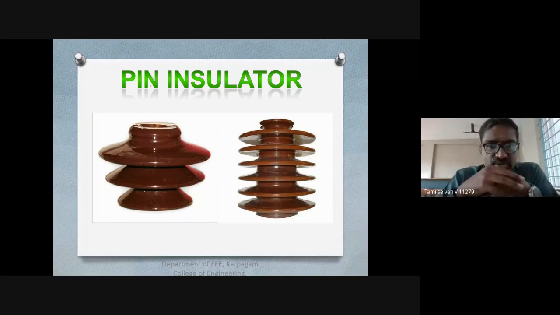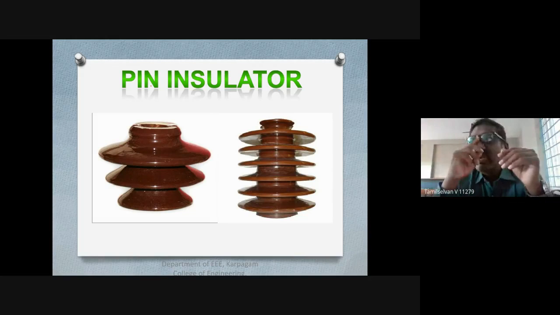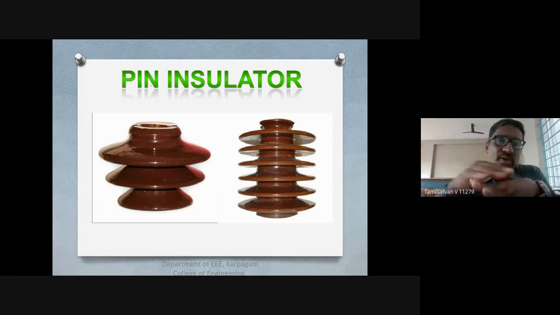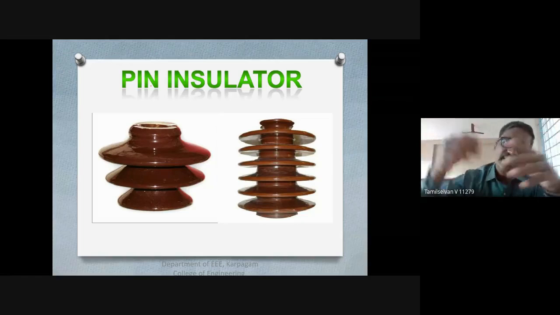The first one is the pin insulator, and this shows the pin insulator. Normally these pin insulators will be placed on the cross arm. I think we have seen this in the types of towers.